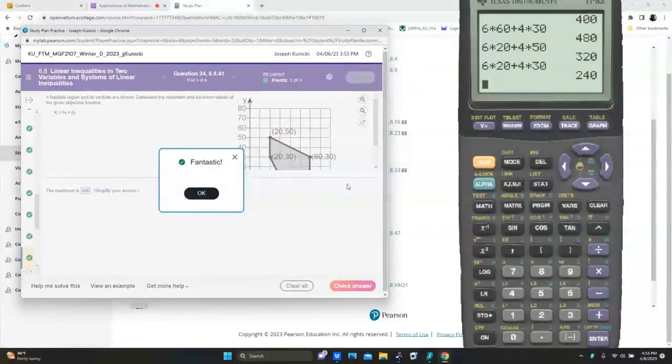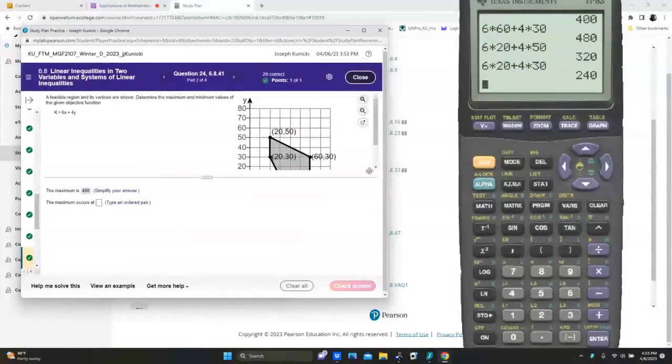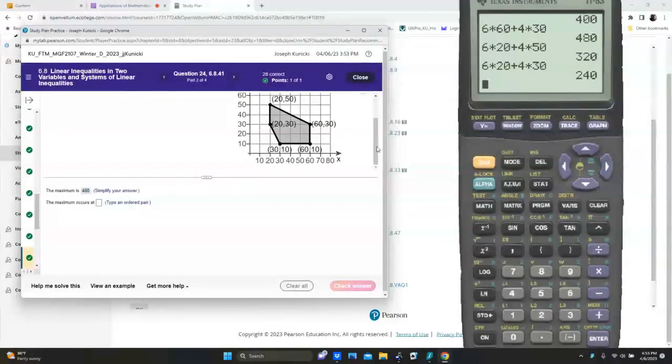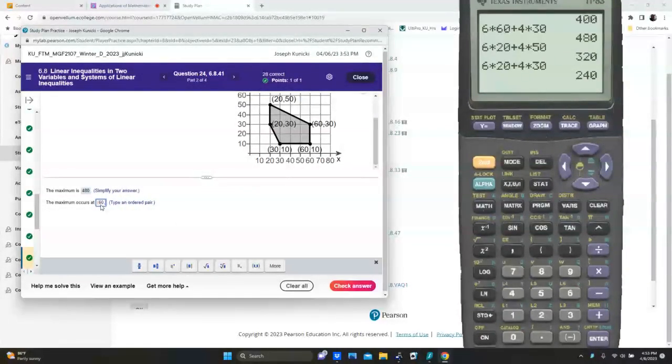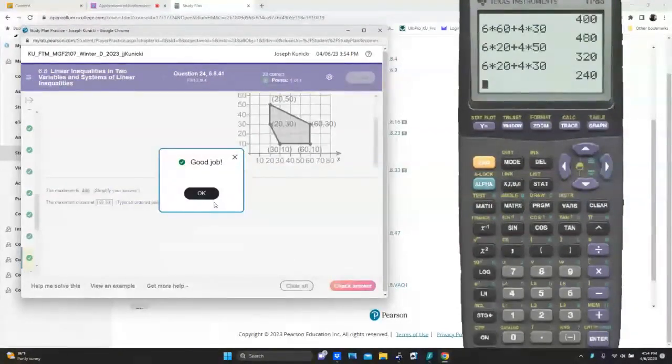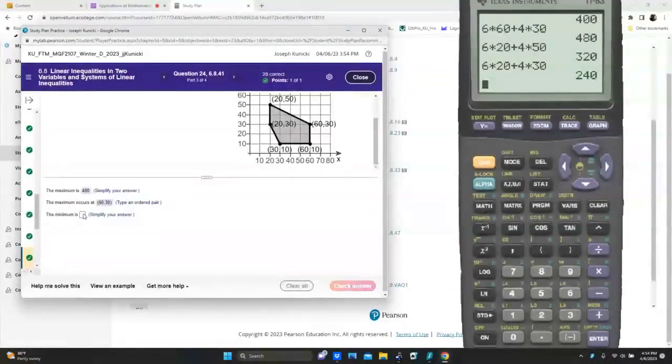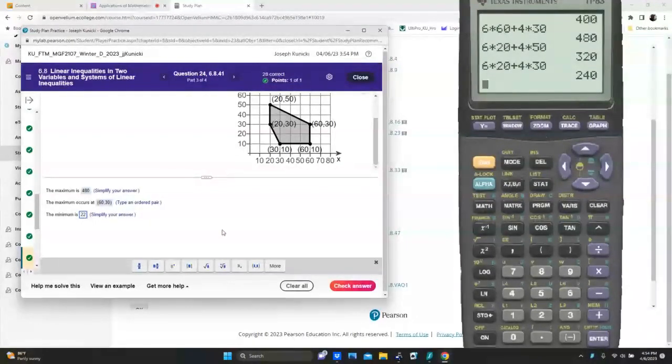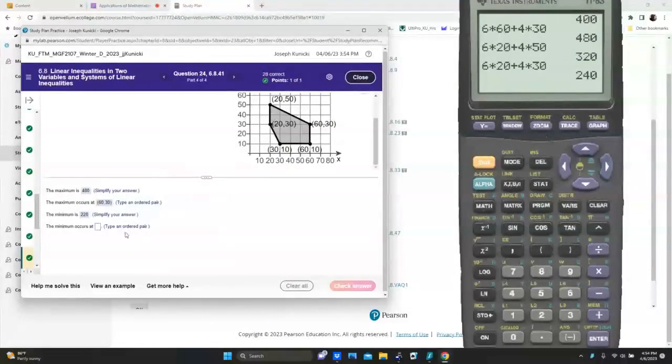The third point was 60, 30. The minimum was the first one, which I wrote on the side, 220, which occurred at the first point, which was 30, 10.